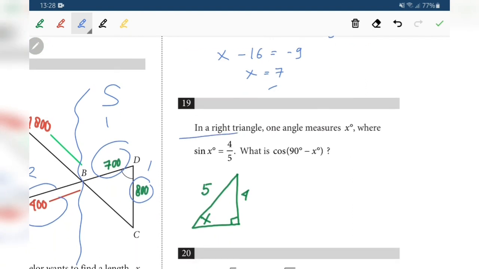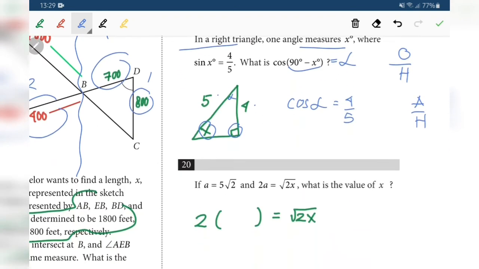In the right triangle, one angle measures x. Okay, this is x. Sine x is 4 over 5. Sine x is opposite over hypotenuse, 4 over 5. What is cos of 90 minus x? Okay, guys, this is 90. If you wonder where 90 minus x is, let's say 90 minus x equals alpha. So it's here. If they're asking for cos alpha, cos is adjacent over hypotenuse. This is the same 4 over 5.